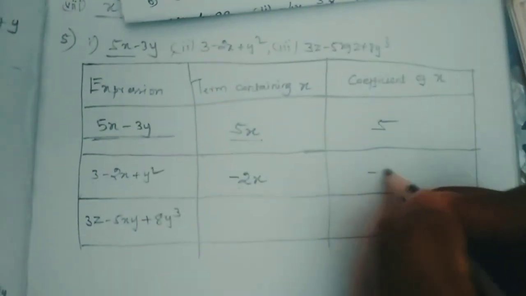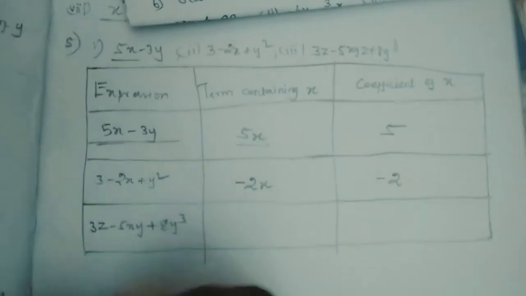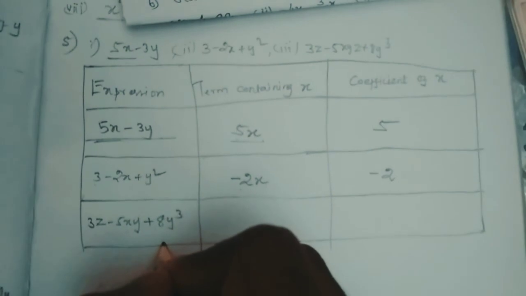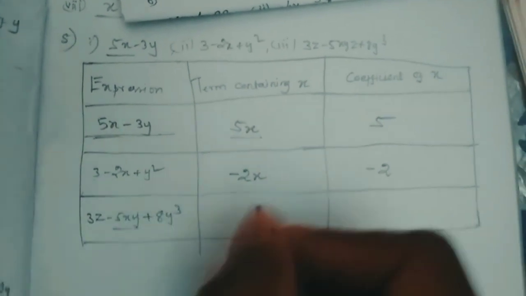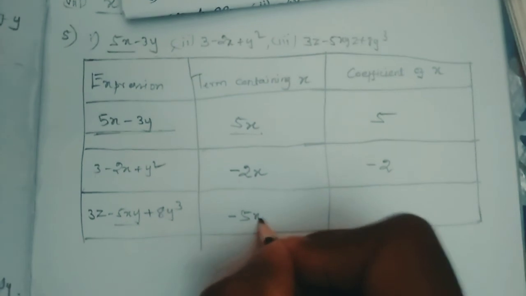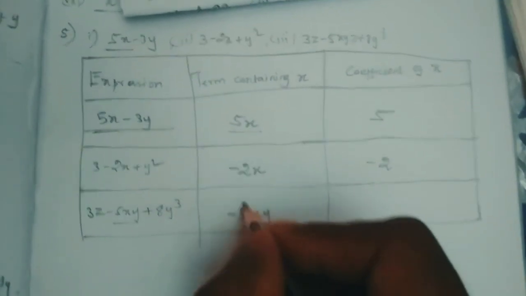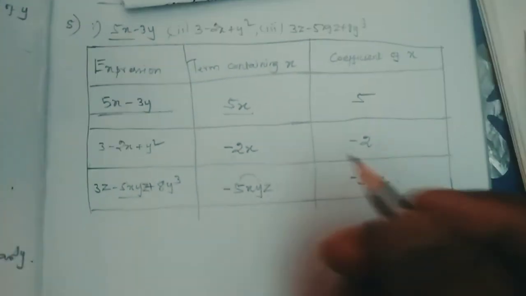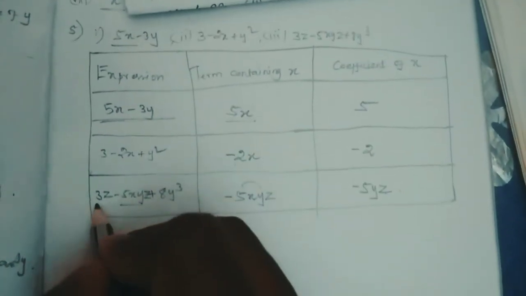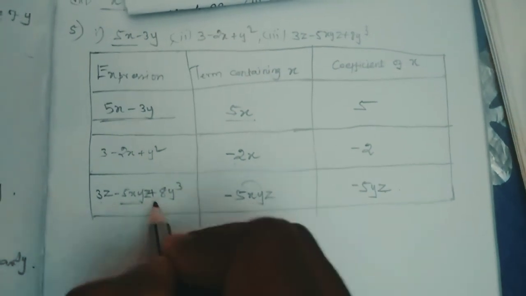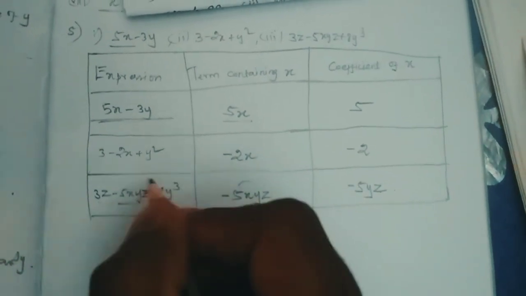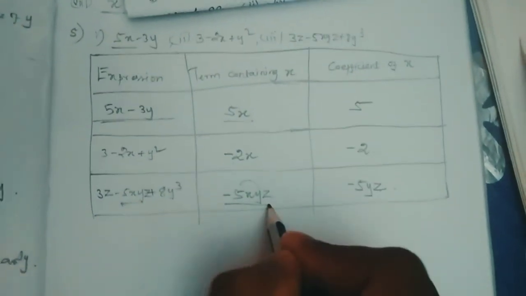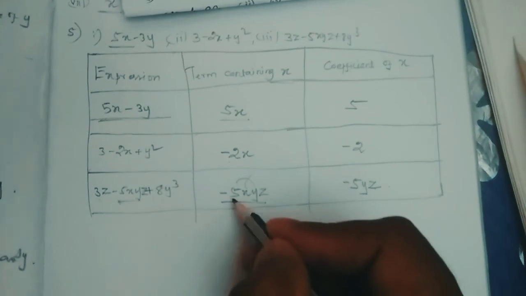Minus 2. Next expression 3z minus 5xy plus 8y cube. Here which term is containing x as a variable? Minus 5xy. Here what is the coefficient of x? The remaining factors, minus 5y. Here in the expression 3z minus 5xyz plus 8y cube, which term contains x? Minus 5xyz. So what is the coefficient of x? Minus 5yz is the coefficient of x.